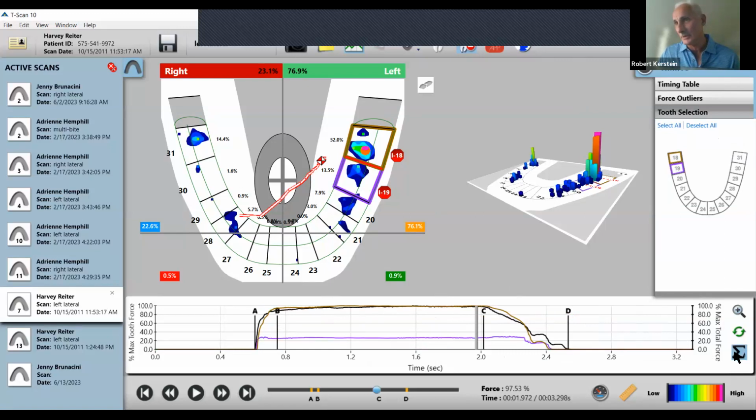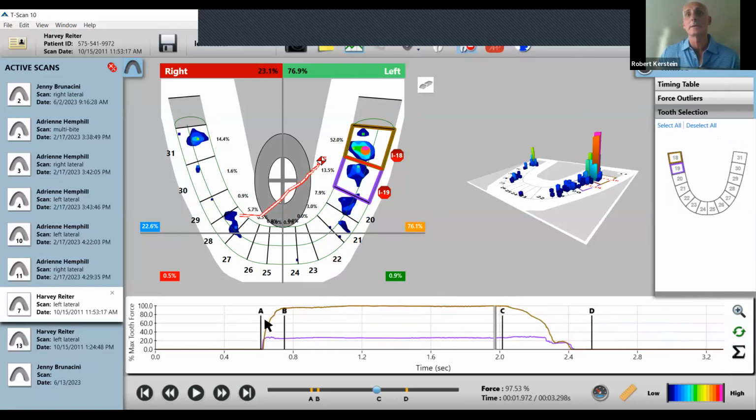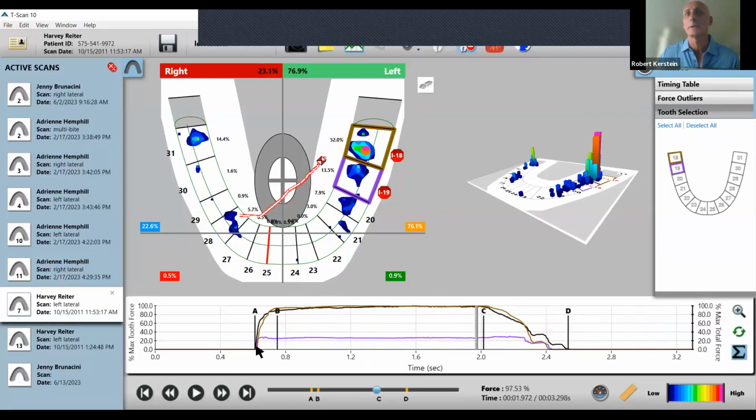And this feature here, the sum sign, actually is a choice I have made to keep the total force line on. You can actually turn the total force line off and just get colored lines for the individual teeth. But the value of putting the total force line on is very important in this case. It shows that almost all of the force of this 76.9% left side is actually made up of that one tooth. The brown line follows the total force line almost exactly, not only in closure, but also in the excursion.